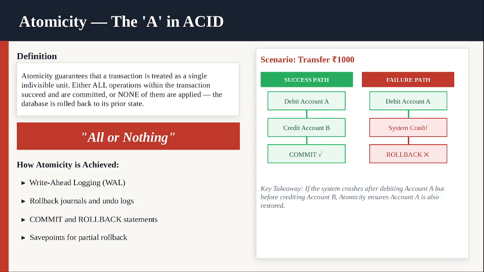Now let's begin with the first property, which is atomicity. Atomicity ensures that a transaction is treated as a single unit. This means either all operations are completed successfully or none of them are applied. In simple terms, it follows an all-or-nothing rule. For example, in a bank transfer, if money is deducted from one account but the system crashes before adding it to another account, the transaction will be rolled back. This means the deducted amount will be restored.